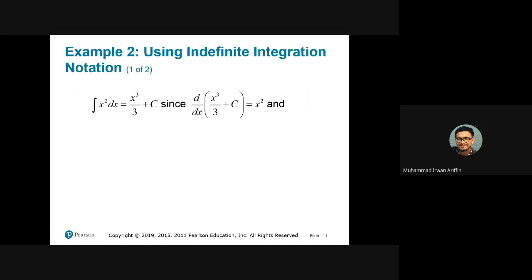This is an example of how we can use the indefinite integration notation. The indefinite integral of x squared with respect to x equals x to the power of 3 over 3 plus c. Similarly, with respect to t, it equals t to the power of 3 over 3 plus c, because when we differentiate this, we get the original integrand t squared. If we differentiate x to the power of 3 over 3 plus c, we get x squared.